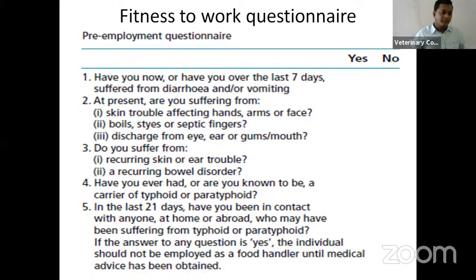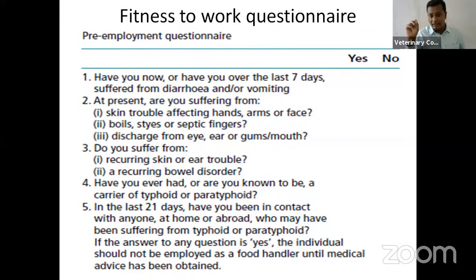At present, are you suffering from any one of these conditions? Skin trouble affecting hands, arms, or the face, boils, styes, or septic fingers, discharge from eyes, ear, gum, or mouth. If the answer is yes, don't allow. If the answer is no, then you go to the next question. Third question. Do you suffer from recurring skin or ear trouble? A recurring bowel disorder? If the answer is yes, send them back. If the answer is no, ask the next question.